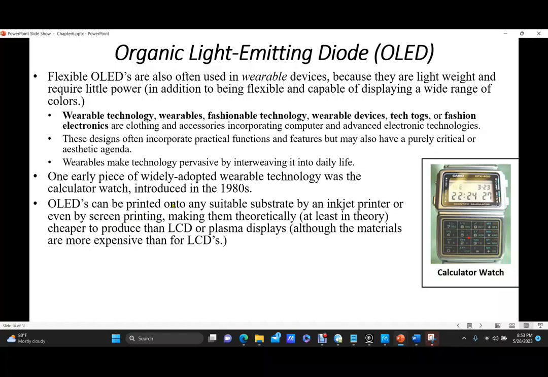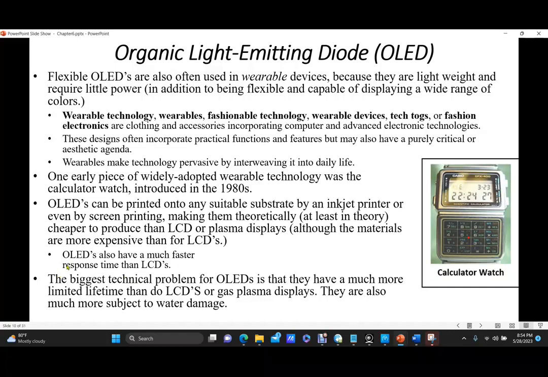OLEDs can be printed onto any suitable substrate with an inkjet printer, or even screen printing, which makes them, at least in theory, cheaper to produce than LCD or plasma displays, although the materials themselves are more expensive than the ones for LCDs. OLEDs also have a much faster response time than LCDs.